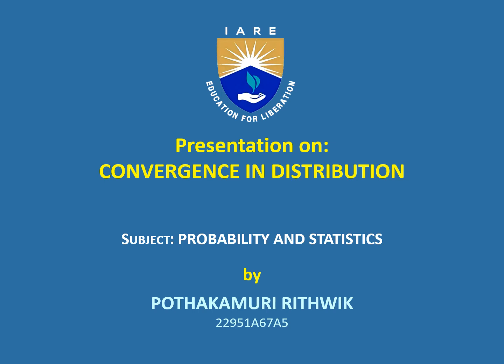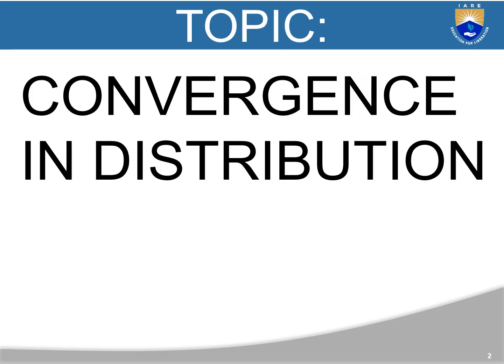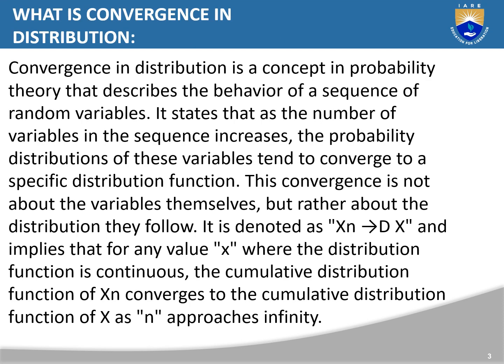Let's go to the next slide. Firstly, we have to know what is convergence in distribution. Convergence in distribution is a concept in probability theory that describes the behavior of a sequence of random variables. It states that as the number of variables in the sequence increases, the probability distribution of these variables tends to converge to a specific distribution function.